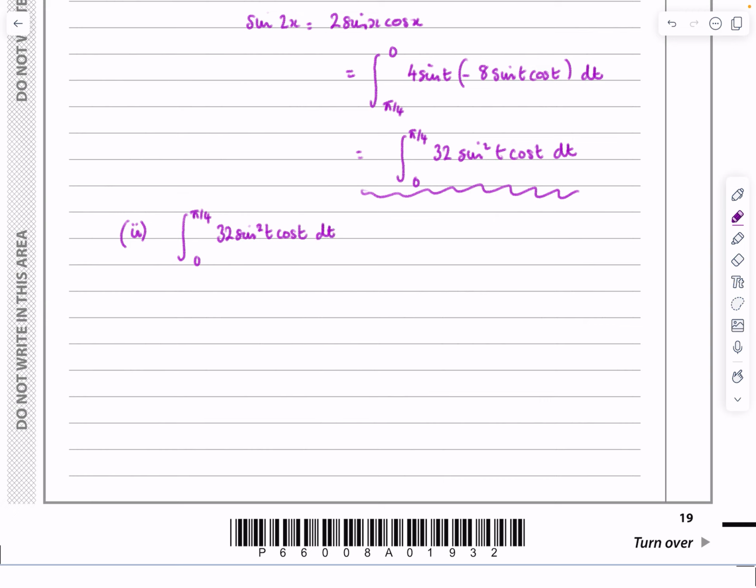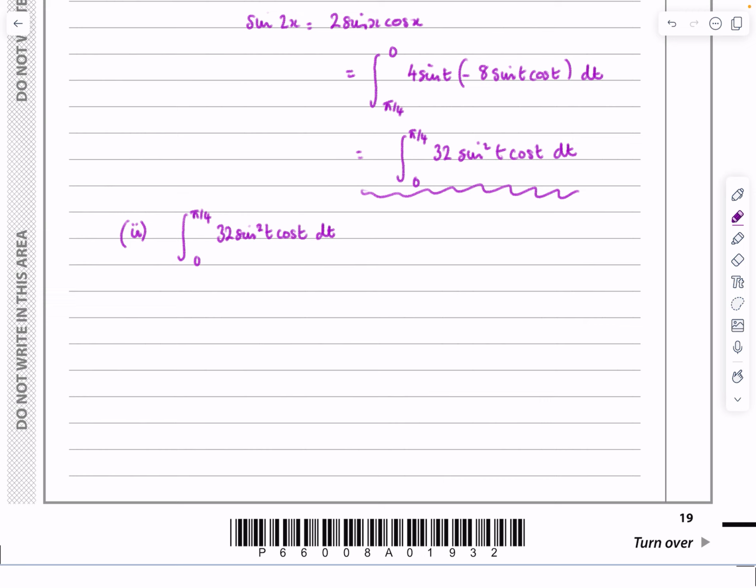So this is relying on what some people call the reverse chain rule. One way of looking at it is to think I've got a function to the power of something, okay, and then I've got the differential of that function alongside it. So here we've got sine squared, and the differential of sine is cos. So this is a perfect one to try and do using the reverse chain rule.